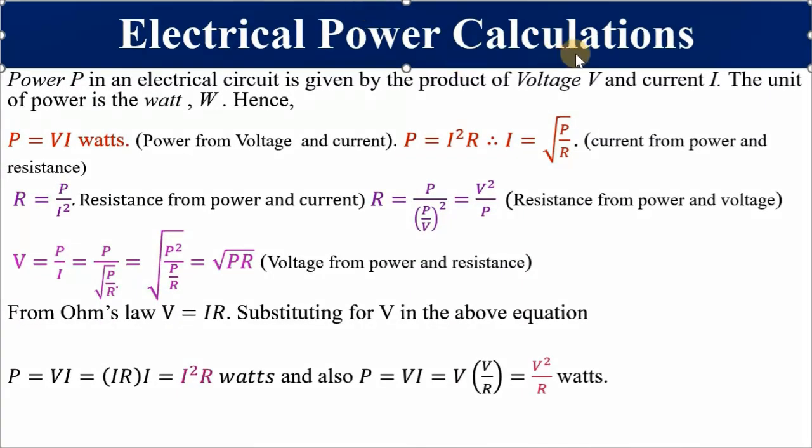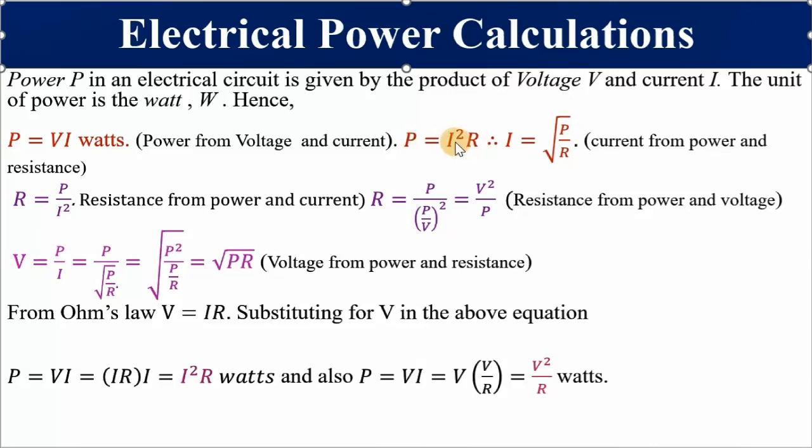Electrical power calculations. Guys, you must give this slide the respect it is due. The basic formula of calculating power in electrical engineering is voltage times current, and the unit is watts. From Ohm's law, which we have just looked at, V is equal to IR. So if you substitute V by IR, the result is going to be P is equal to I squared R.